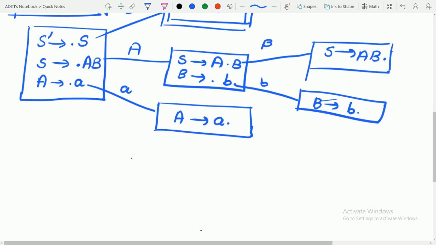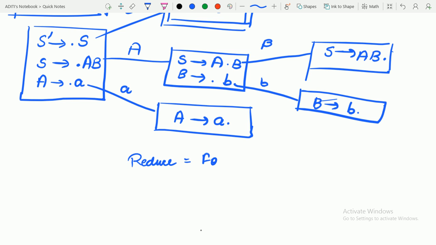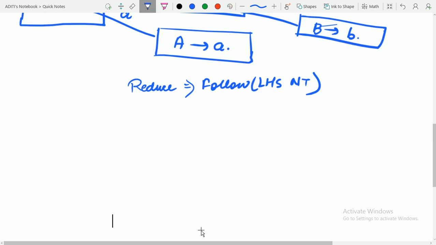Okay, let's write that the reduce action will be based on the follow of the LHS non-terminal. That has to be kept in mind. Reduce action will be placed on the follow of the LHS non-terminal. So let's draw the table for this again. Now we'll make the SLR1 parsing table.